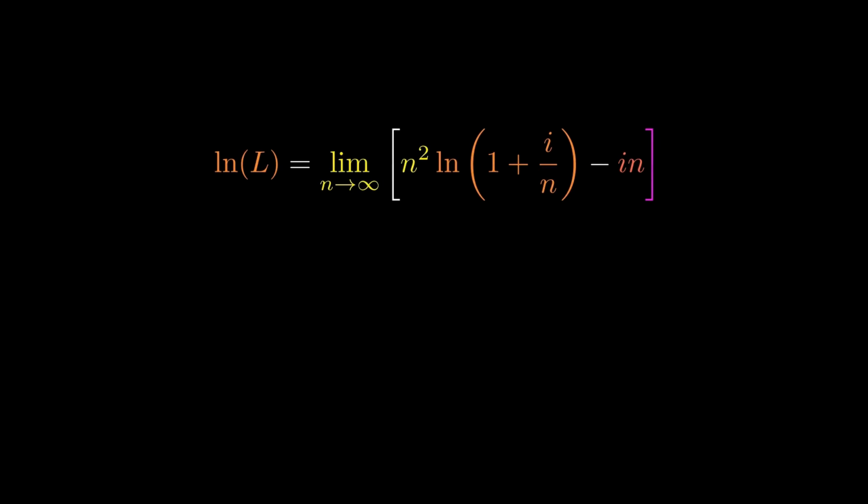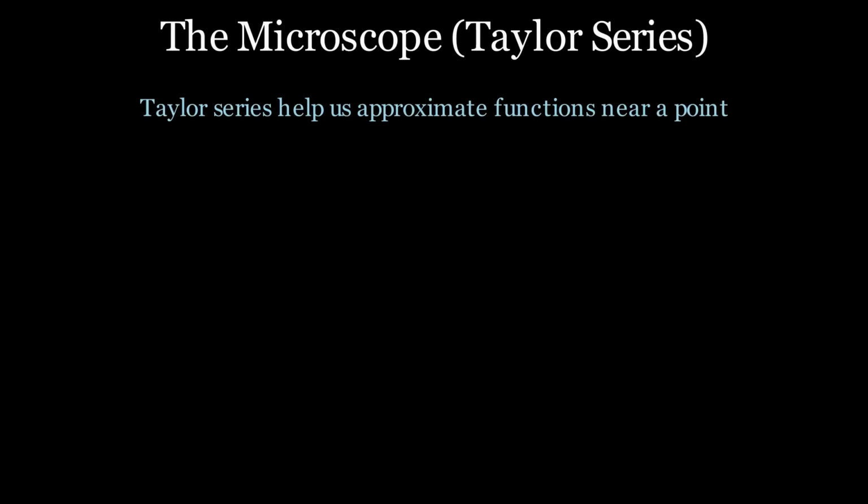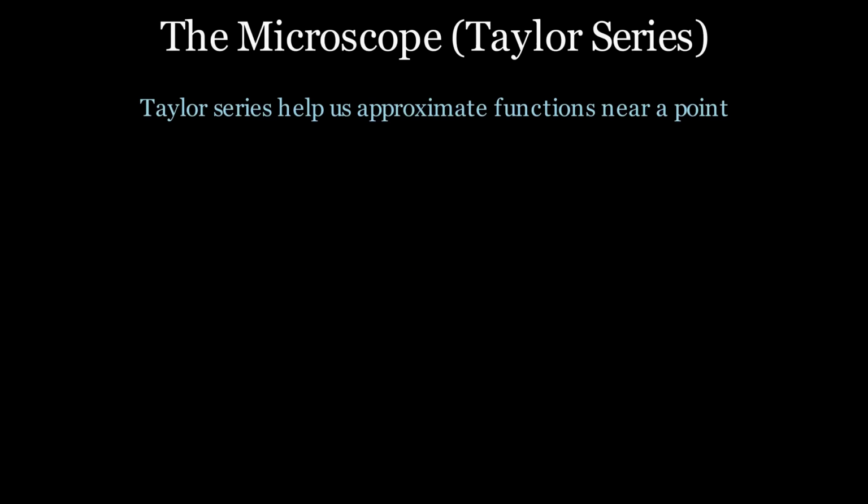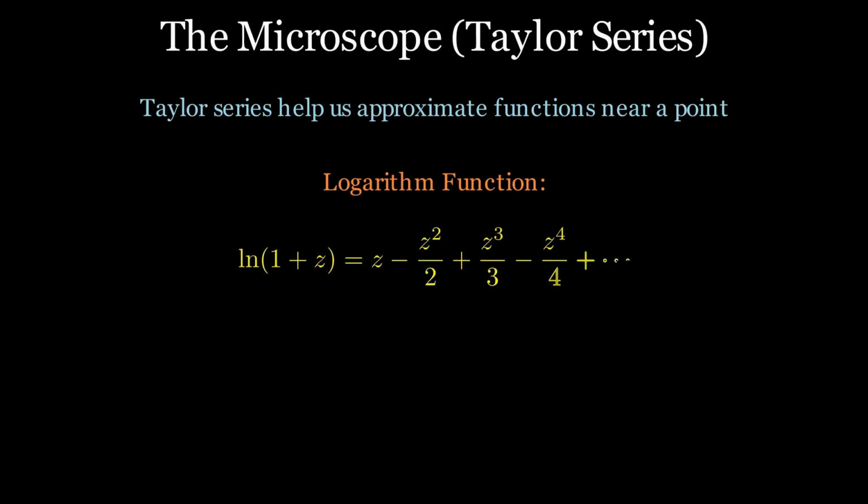Next, we need an expansion to see what survives. Now we zoom in with Taylor series, a microscope for functions near 0. First, the exponential e^x equals 1 + x + x²/2! + x³/3!, and so on. When x is small, those higher powers fade away fast. But the series we really need is for the natural log. ln(1 + z) equals z - z²/2 + z³/3 - z⁴/4.